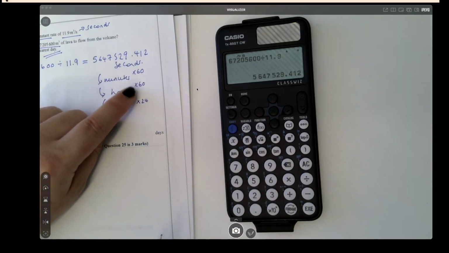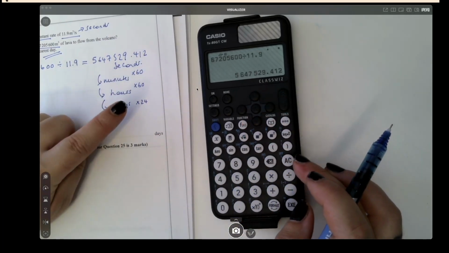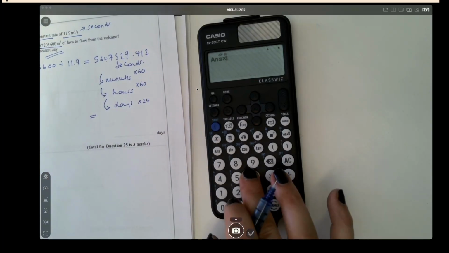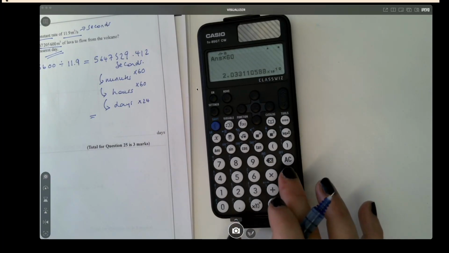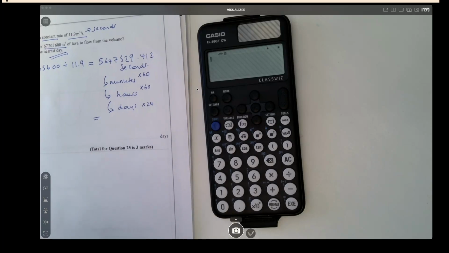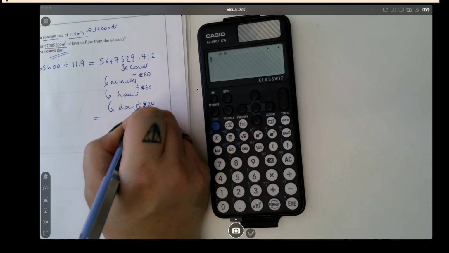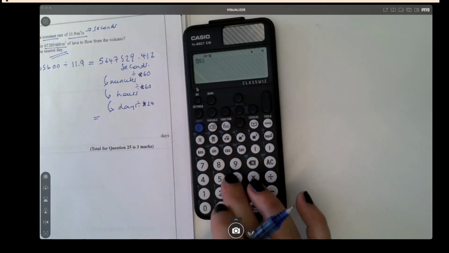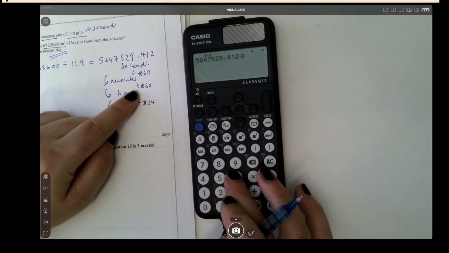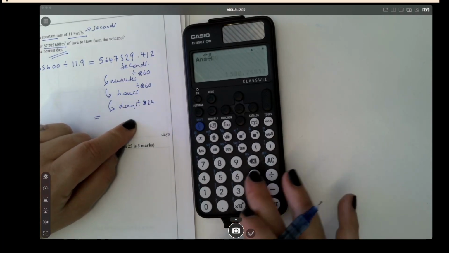So we're going to do this sum in one big lump. We're going to do this, that's still in our calculator, multiplied by 60, multiplied by 60, and multiplied by 24. No, we're not. We're going to divide. Silly me. Way too big a number. So 5647529.412 divided by 60, divide by 60, and then divide by 24.